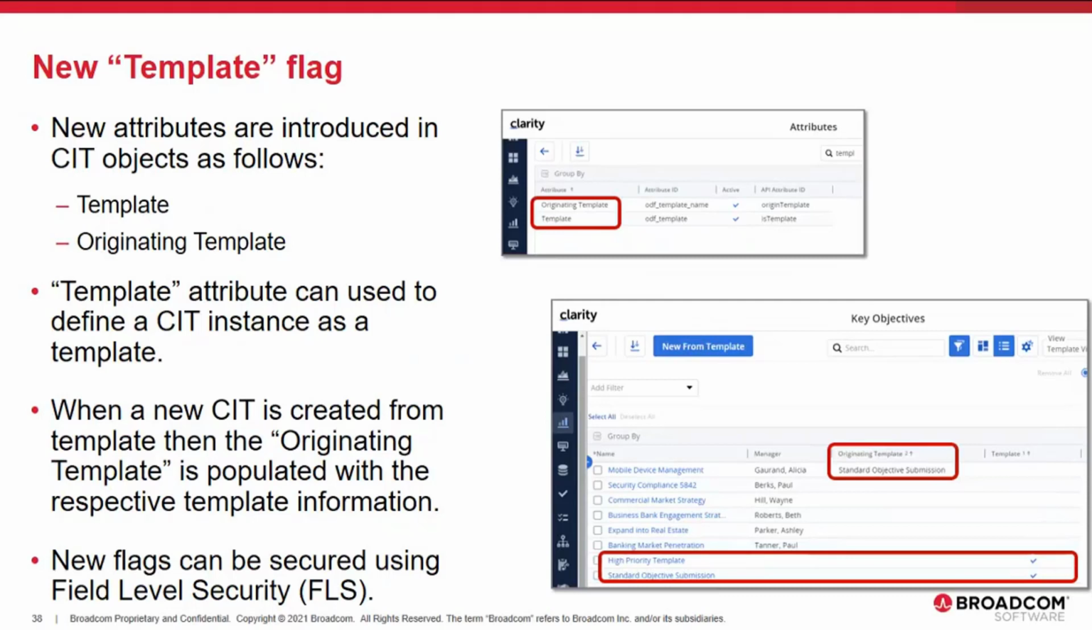The template attribute can be used to define the CIT instance as a template. So that's where you can mark an existing one or create a new instance and flag it as a template. When a new CIT is created from template, the originating template value is populated. And we do support field level security for these two new flags.